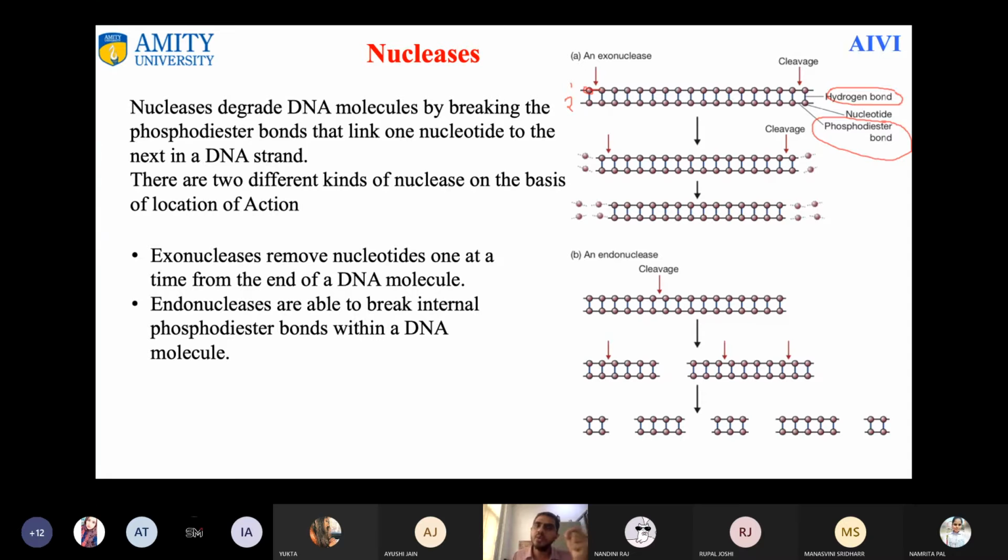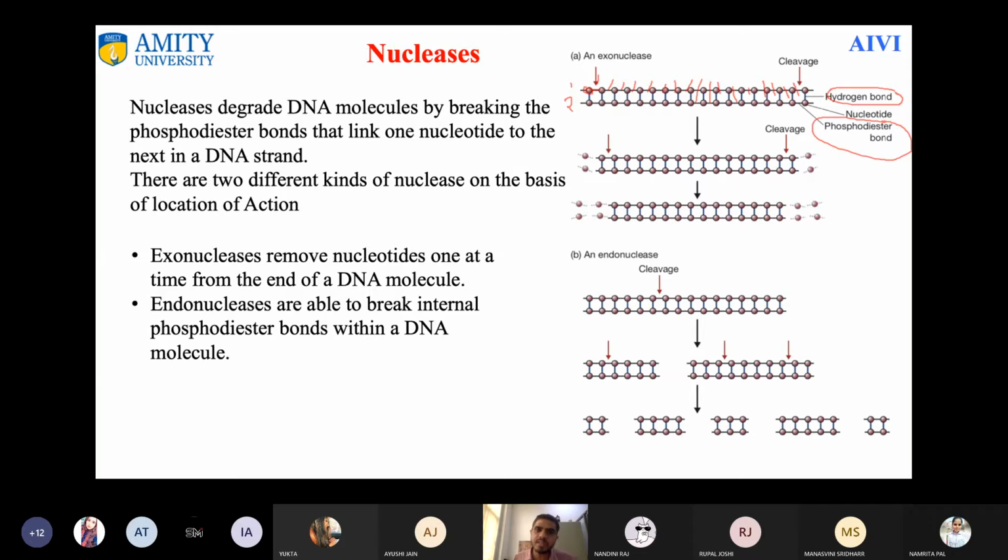So what are these nuclease enzymes going to do? These nucleases degrade a DNA molecule by breaking a phosphodiester bond that links one nucleotide to the next in a DNA strand. So now the question is, which phosphodiester bond will your enzyme break? Every nucleotide has a phosphodiester bond. So 1, 2, 3, 4, 5, 6, 7, 8, 9, 10, 11, 12, 13, 14, 15, 16, 17. So there are 17 phosphodiester bonds in this DNA strand.